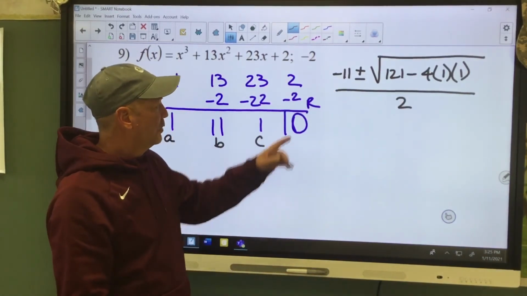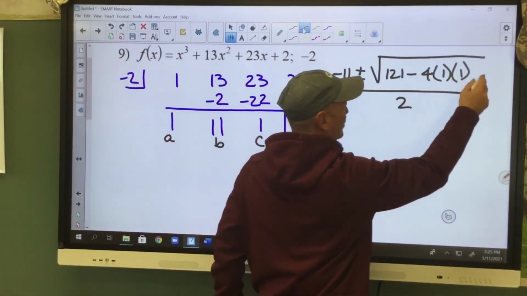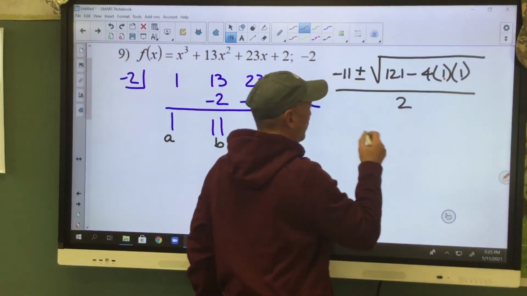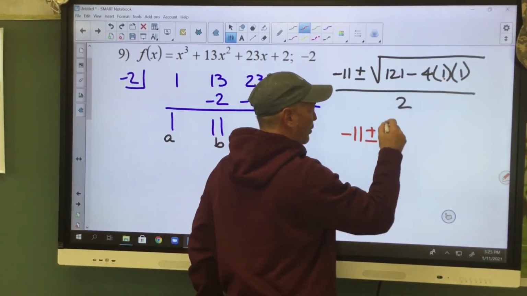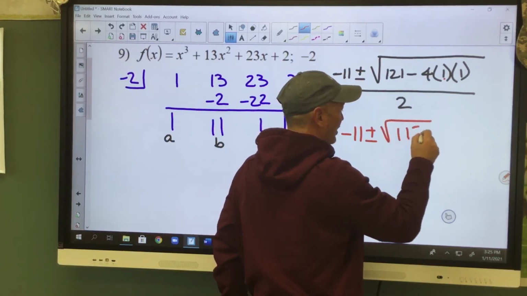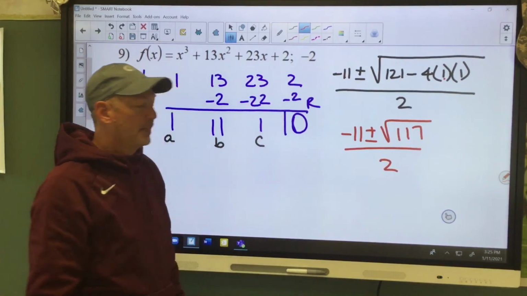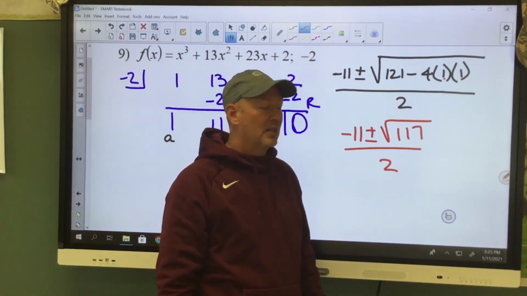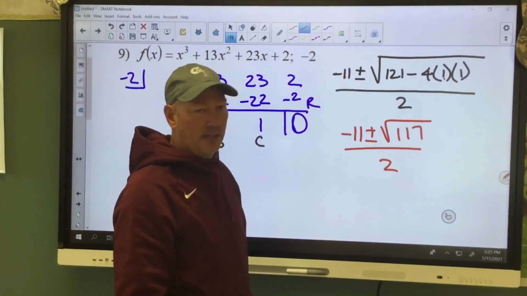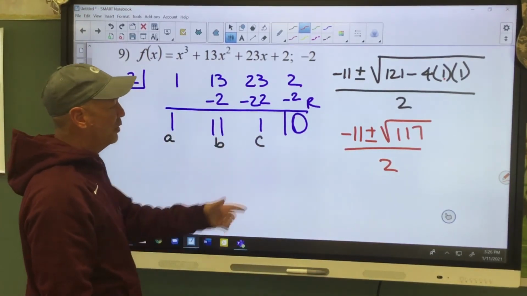Okay? So you're going to do this. You're going to have to go -4 times 1 is -4. So you're going to end up with -11 plus or minus the square root of 117 over 2. Now we have to see if we can break down the 117. What can go into 117? A good way to do that is to check on a calculator, or you can divide.